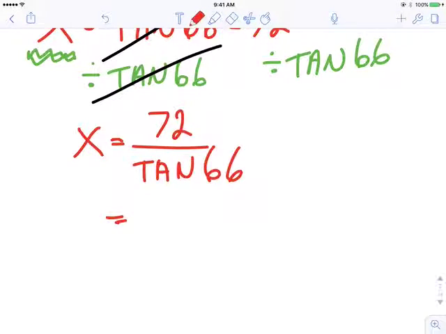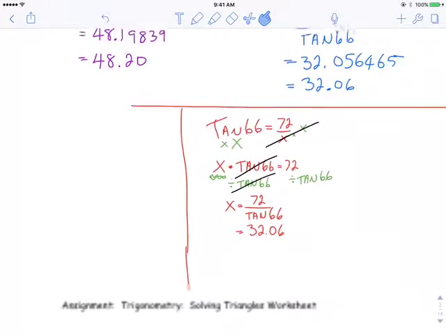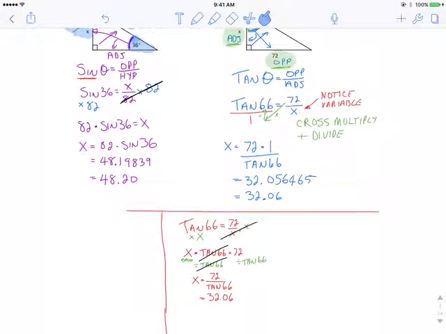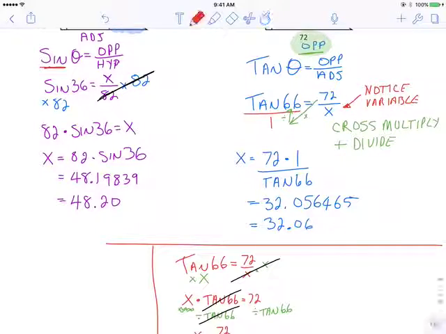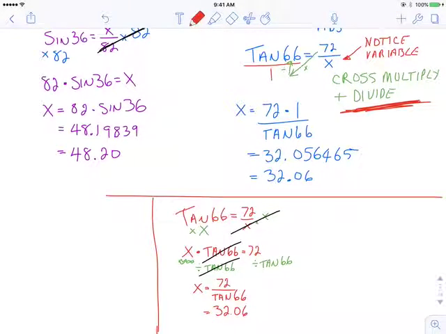I punch that into my calculator and I get exactly the same thing, 32.06. So either way you get exactly the same answer. One is a quick shortcut method, cross multiply divide is a quick shortcut method, or proper mathematical steps right here.